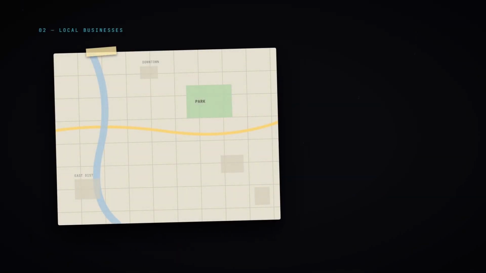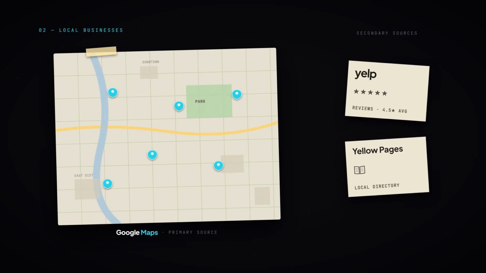Second category is local businesses. The best way to scrape this ICP is simple. It's Google Maps. And there are some secondary sources as well that you can scrape, for example, Yelp or Yellow Pages.